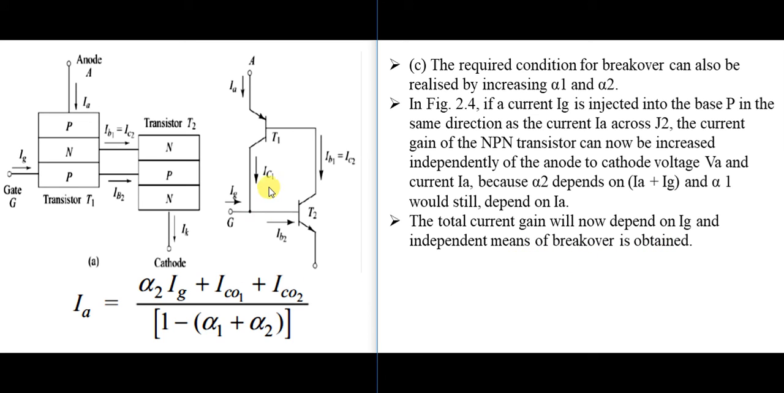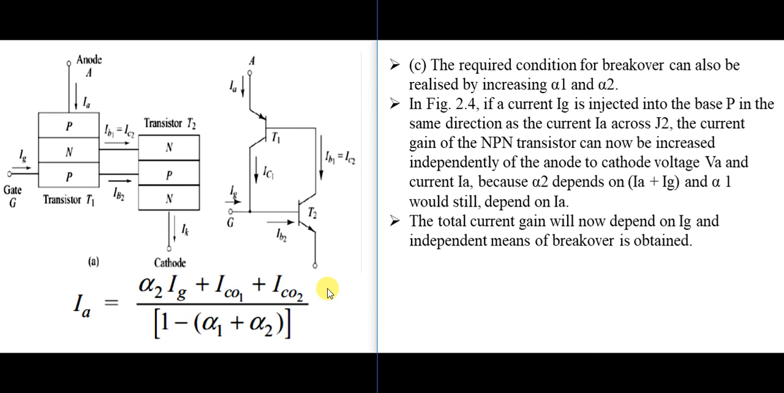Hence, simply by increasing the value of gate current, we can decrease the forward bias breakover voltage for the SCR. Means at a voltage less than the forward breakover voltage of the SCR, by applying the gate supply, we can turn on the SCR. So it is not necessary to excessively increase the voltage across the anode to cathode terminal of the SCR to somewhere near the forward breakover voltage. There is no need to increase to that much voltage.